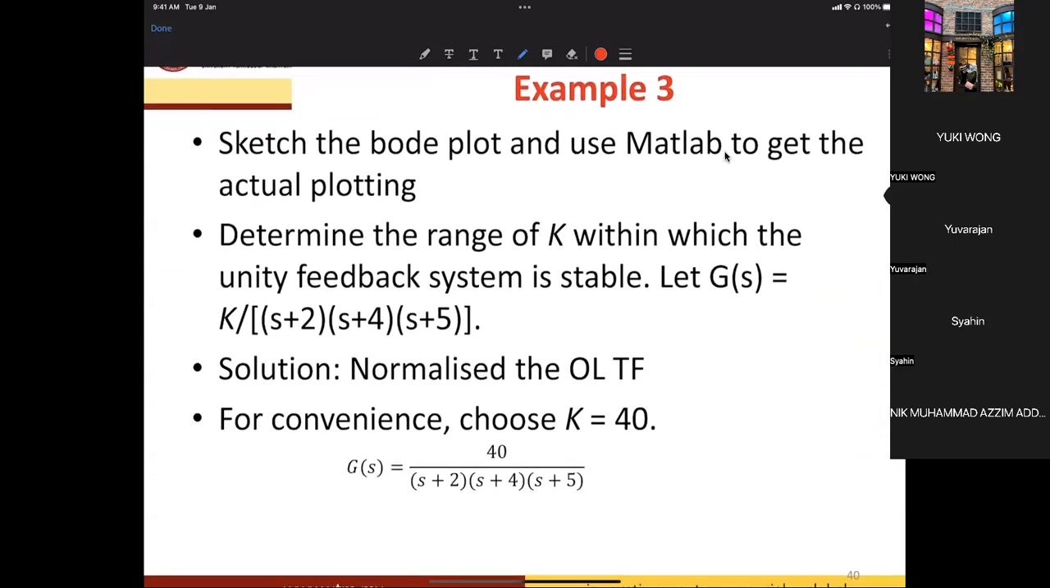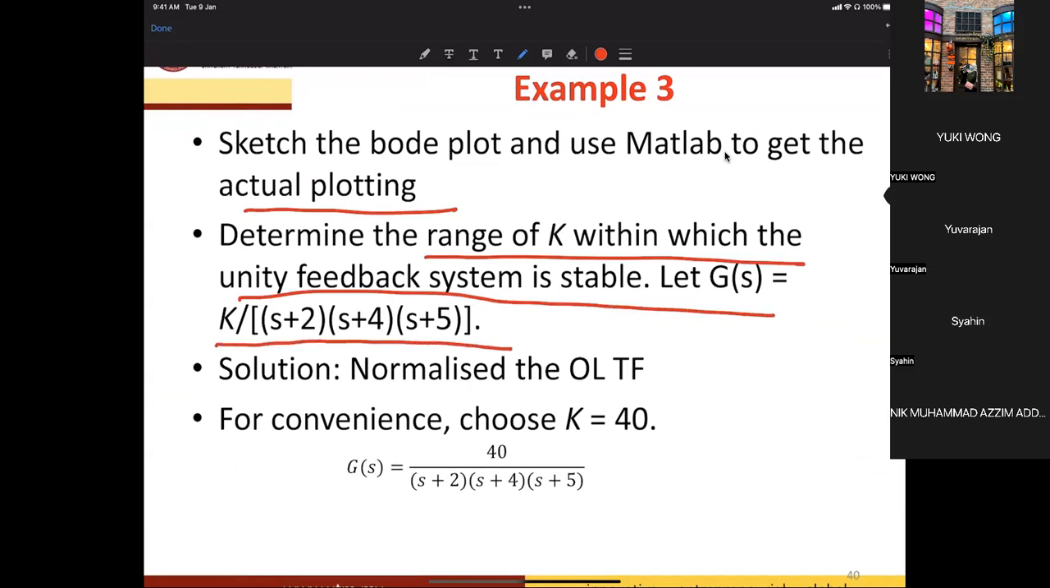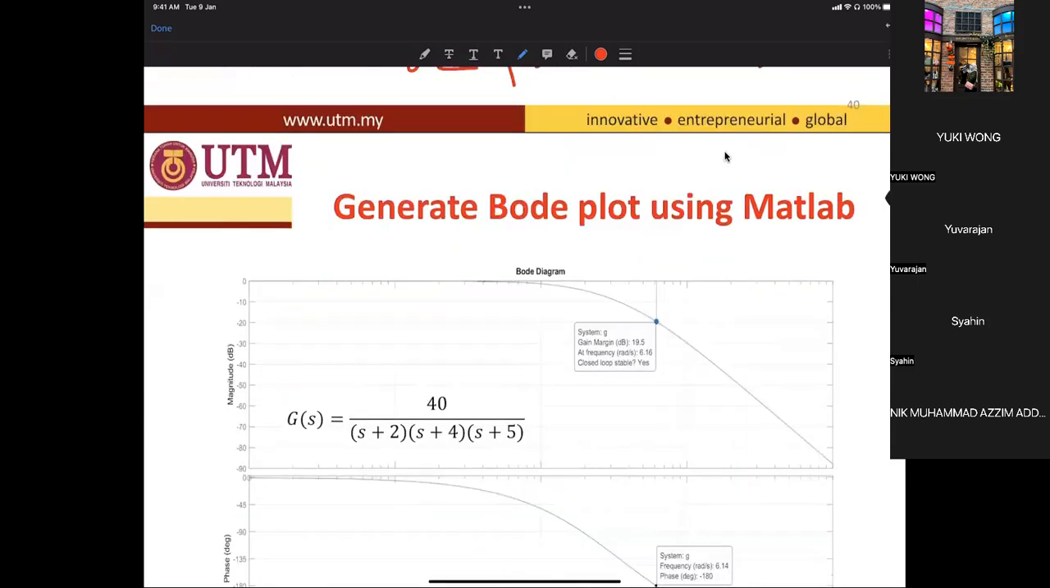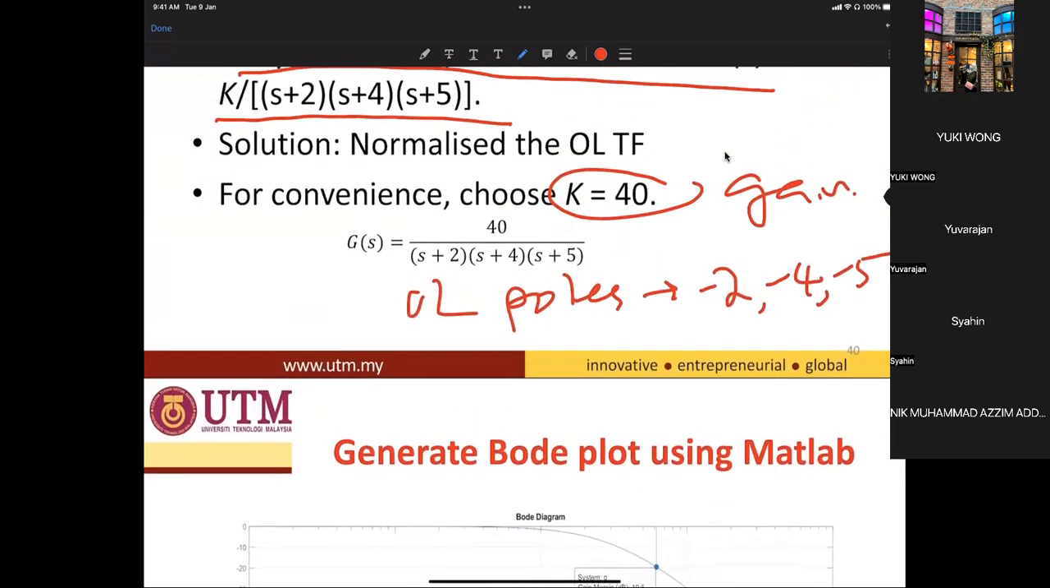Example 3. Sketch the Bode plot and use MATLAB to get the actual plotting. Determine the range of K for which the unity feedback system is stable. Let G(s) is equal to K over (s plus 2)(s plus 5)(s plus 4). Okay. So for convenience, use K equal to 40. So this is the gain. We have open loop poles at -2, -4, and -5. Okay. So we plot lah. Okay. So 40 over (s plus 2)(s plus 4)(s plus 5).